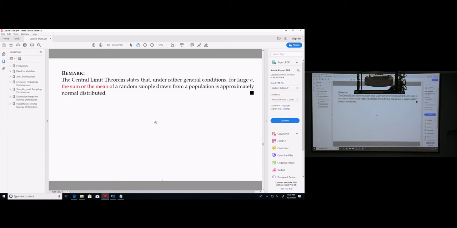So the central limit theorem states that under rather general conditions, and it is really general because in almost all data analysis, the mean and the variance of the population would exist, all right, and be finite. And for large n, the sum or the mean of a random sample drawn from a population is approximately normally distributed. So the whole theorem says it is almost normally distributed. Okay, and that indicates the importance of the normal distribution. And that is why the normal distribution appears everywhere.